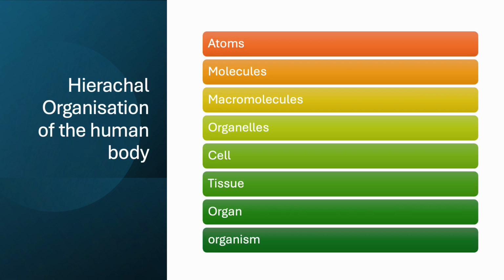Hierarchical organization: the smallest unit in a body, of course, they say it's a cell, but in the hierarchical organization, atoms come together to form molecules, which come together to form macromolecules, which then form organelles, which are small little organs. Then the organelles come together to form a cell. Cells come together to form a tissue that performs similar functions. Tissues come together to form an organ, and organs form organ systems.